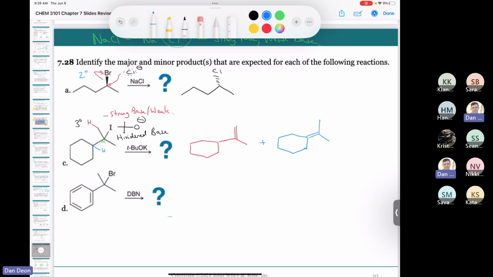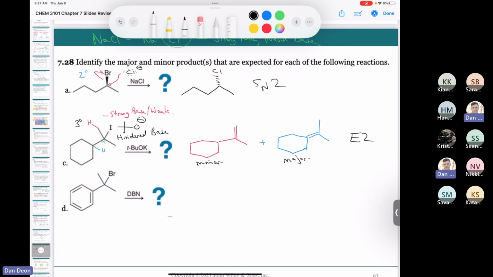Okay? So could anybody tell me which one of these is going to be the major product? Would it be the one in red or the one in blue? If the only thing we're getting is E2, it's going to be the one in blue, right? Because it's the more substituted product. So this would be our major product, and this would be our minor product. So again, this is SN2, this is E2.